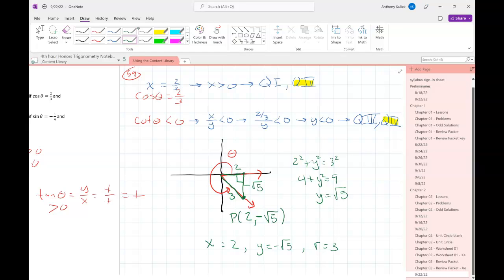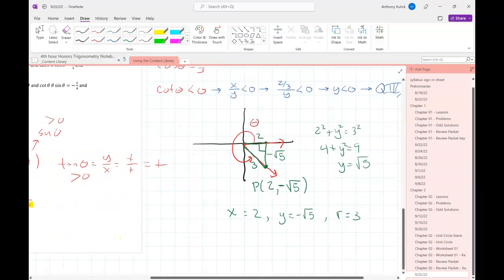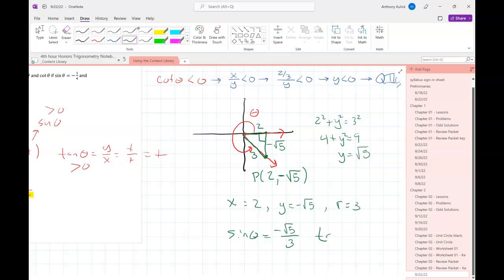So what did it ask me? It wanted sine and what was the other one? Tangent, okay. So sine is y over r, and tangent is y over x. And I'm done.